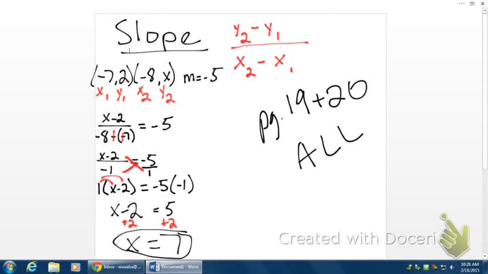All right? So page 19 and page 20, you're going to be doing all. The following day, you're going to get the answers to this. If you need to look at some of the answers while you're working on it, just to make sure you're doing it correctly, I'm okay with that. But I will be taking a grade on this.